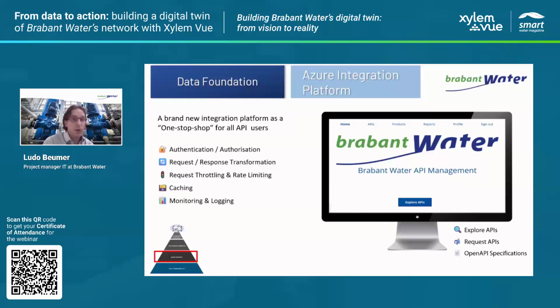It handles secure access, so authentication and authorization. It handles the request and response. We also can make transformations in the data. From the performance side, we can do throttling, rate limiting, caching, and monitoring and logging. We also launched within Brabant Water our API portal so that all the API users can access the APIs and see the specifications, and we did this during the project.